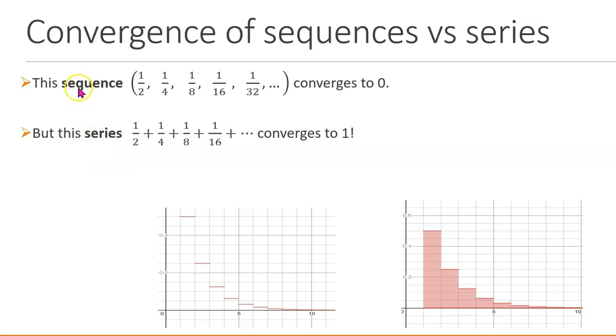In one case, we are saying sequence when we talk about individual daily portions. In another case, we are saying series when we talk about the running total. And the two things converge to different numbers. In fact, it's quite common when one entity converges, another does not.